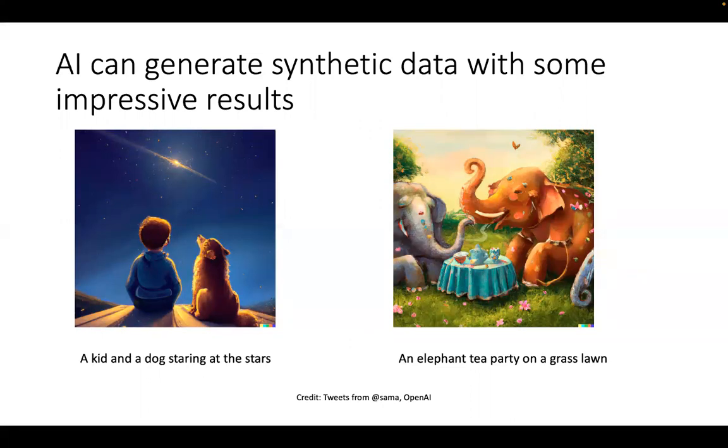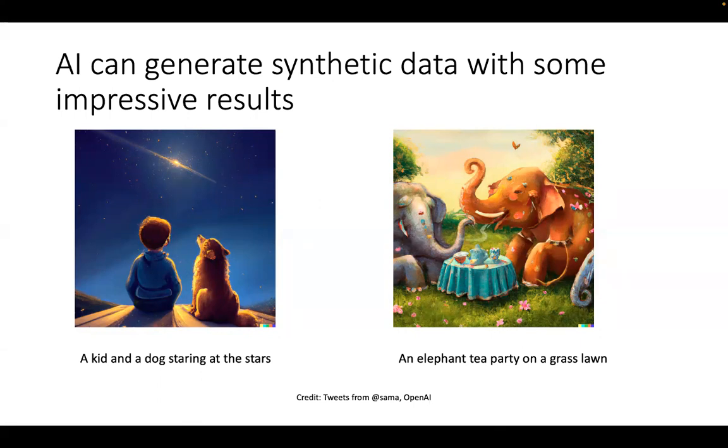AI can generate synthetic data with some very impressive results. Recent examples are from OpenAI, where if you just give the model a caption such as the one here, the image is automatically generated. The caption is a kid and a dog staring at the stars. And this is the kind of image that the computer is able to generate. This image does not exist. So it is not a search, but an actual generation. A computer generates the image from scratch.